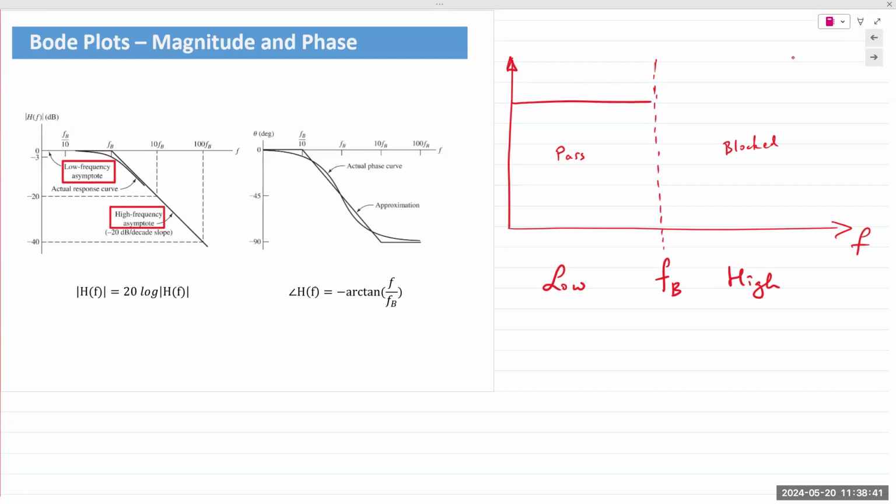Low frequencies are passed all the way up to FB. So you draw a straight line in the passband, meaning no attenuation, right? Whatever input you give is obtained at the output without any degradation. So this is the low frequency asymptote. And this would be the high frequency asymptote.